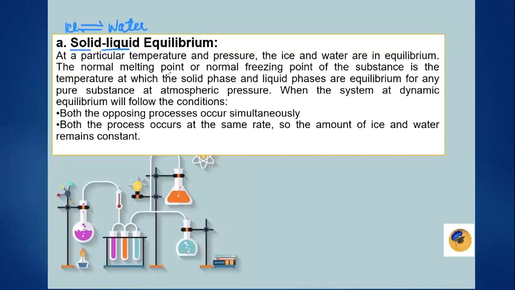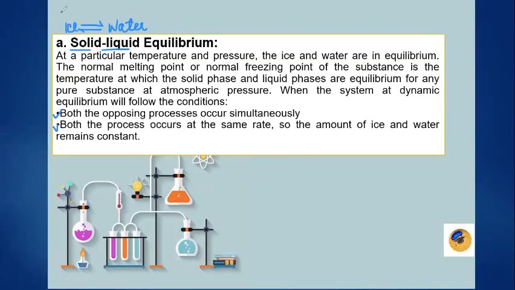So at this particular temperature, the opposing processes occur simultaneously. Here, ice melting and freezing take place simultaneously. Both processes occur at the same rate, so the amount of ice and water remains constant.